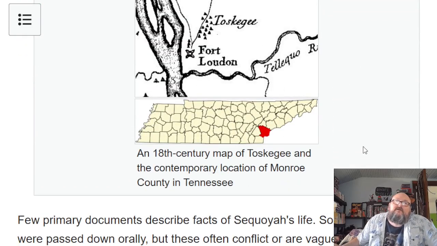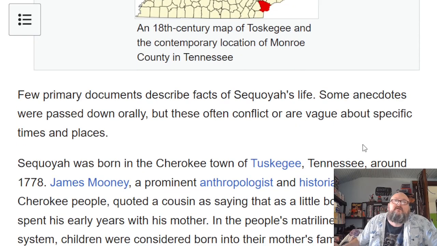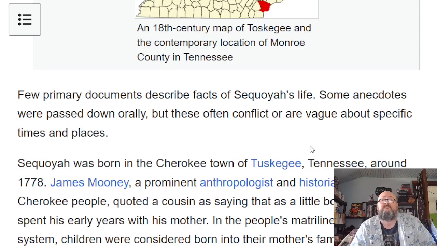Early life. Few primary documents describe his life. Some anecdotes were passed down orally, but these often conflict or are vague about specific times and places.